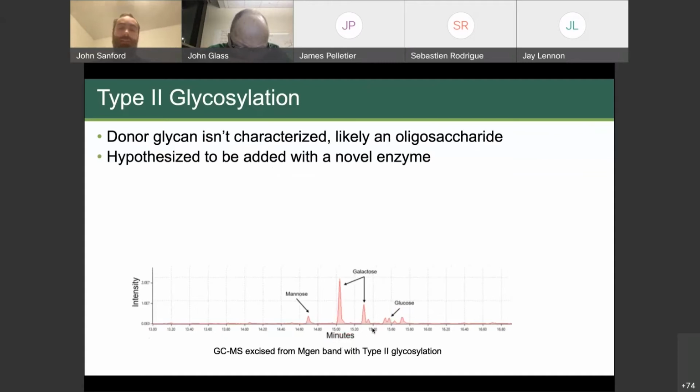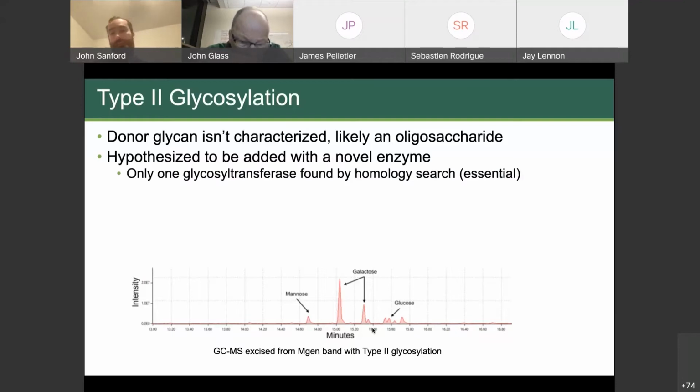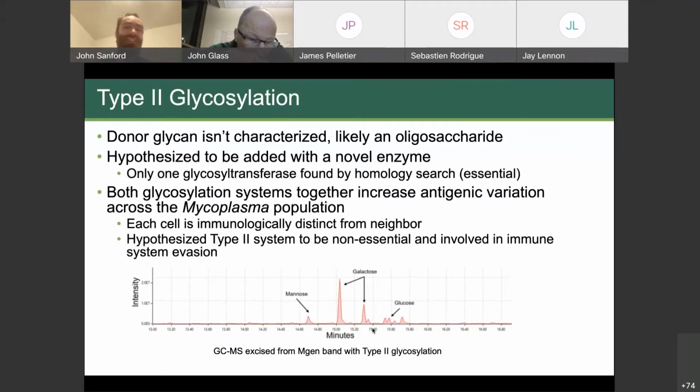We think that it's an oligosaccharide, as you saw from the intensity of that signal relative to, say, those hexosylation system or hexosylation bands. And we think that a novel enzyme is doing this. There's only one glycosyltransferase that can canonically be found through a homology search, and it's essential.